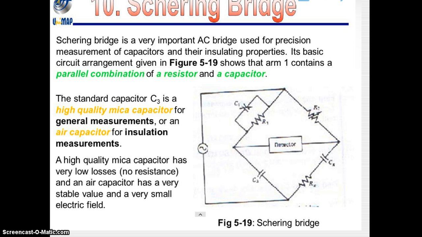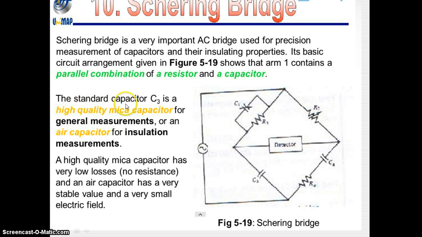Then the Schering bridge. Schering bridge is a very important AC bridge used for precision measurement of capacitors and insulating properties. The basic circuit diagram is shown in the figure. There are four impedances shown as Z1, Z2, Z3 and Z4. The figure shows that arm 1 contains a parallel combination of resistor and capacitor. Arm 2 consists of series resistance R2. Arm 3 contains capacitance C3.